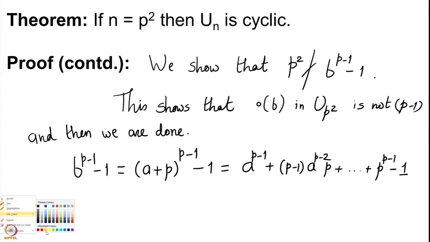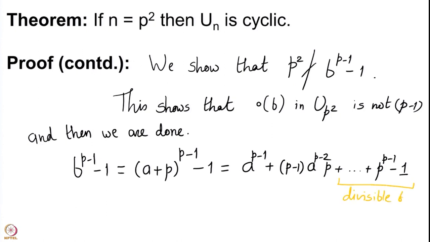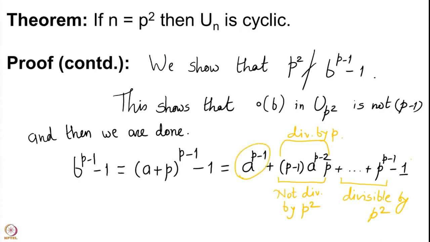So, in this binomial expansion, we notice that the elements from here onwards are divisible by p^2. Of course, we do not have that for this term. What we mean to say is that from this up to p^(p-1), these are all divisible by p^2, while this one is not divisible by p^2, but it is divisible by p. And finally, we have a^(p-1) - 1, which is divisible by p^2.